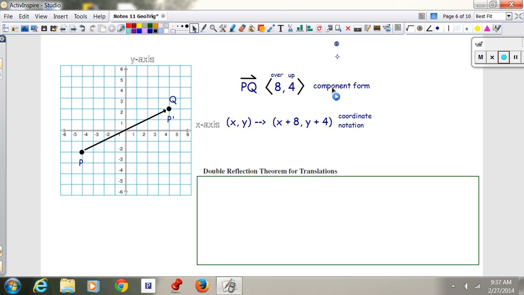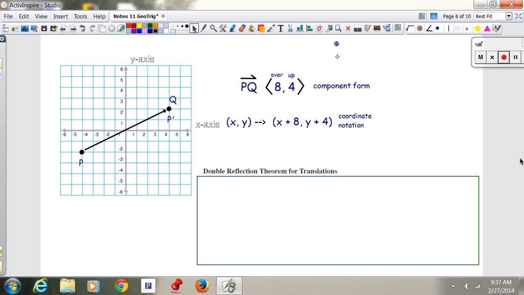Here's what a vector would look like. You go from point P to point P prime, which we'll call Q. You go over 8 and up 4 to get there. So you went over 8, you went up 4, you got to the point on your graph. So your vector is telling you, okay, go over 8, go up 4.